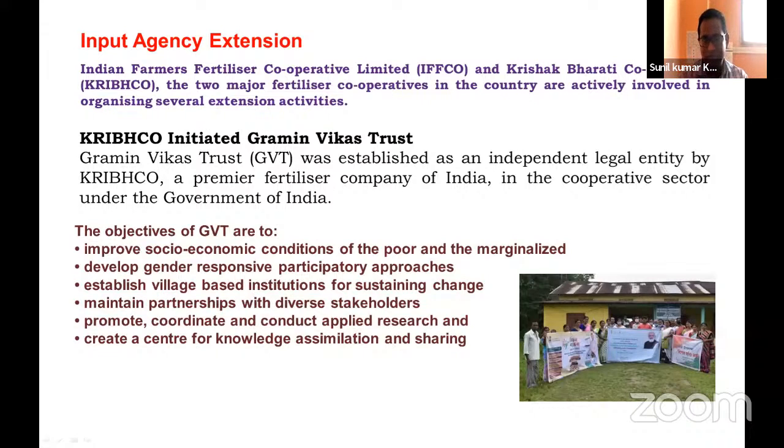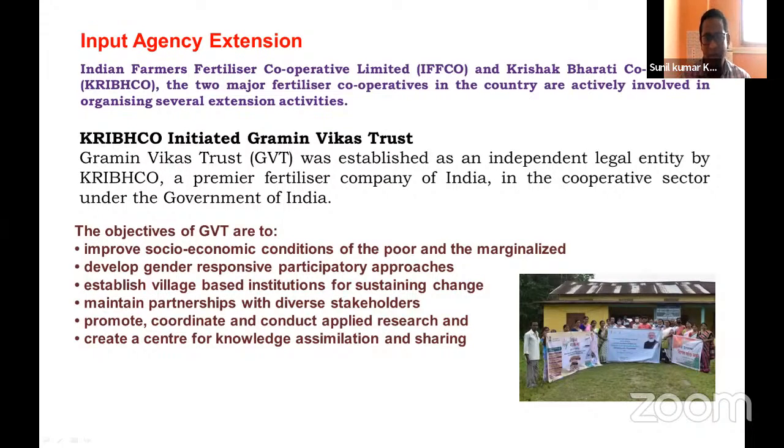Those who have been established as a legal entity for CRIPCO, and they are providing extension advisory services to the farmers with the basic objective to improve the socio-economic condition of the poor and marginalized section of the society, or you can say the farmer, and developing gender responsive participatory approaches, means there are some technology which are generally gender-based technology, and establishing village-based institutions.